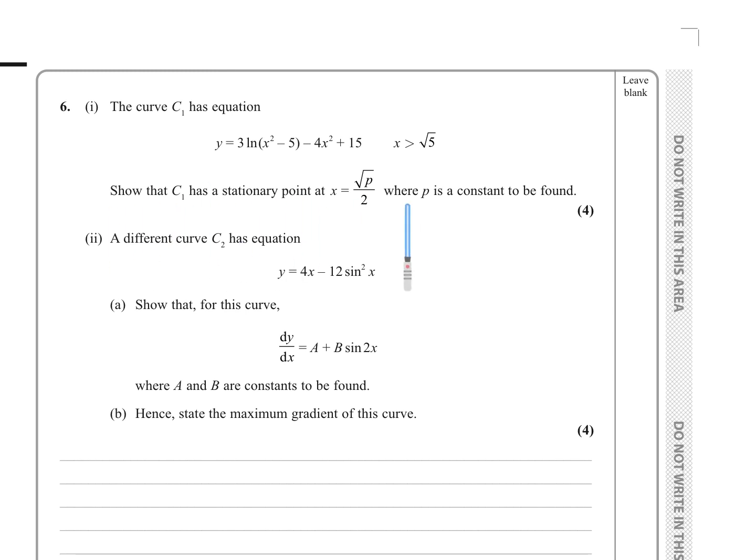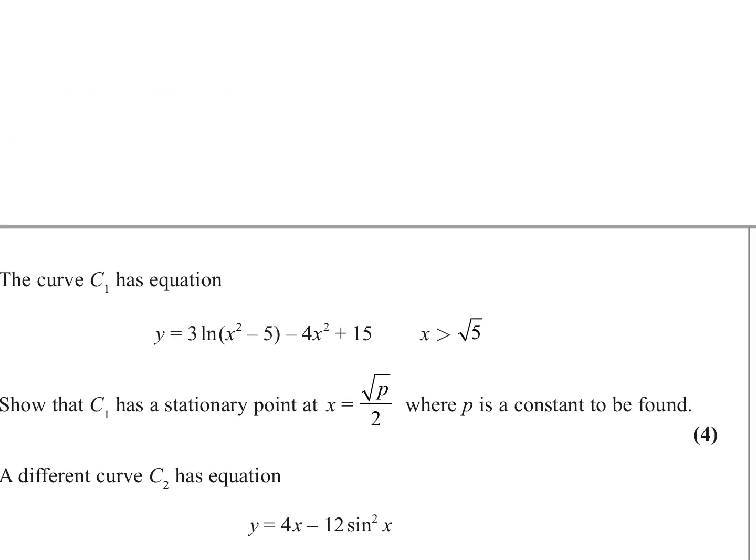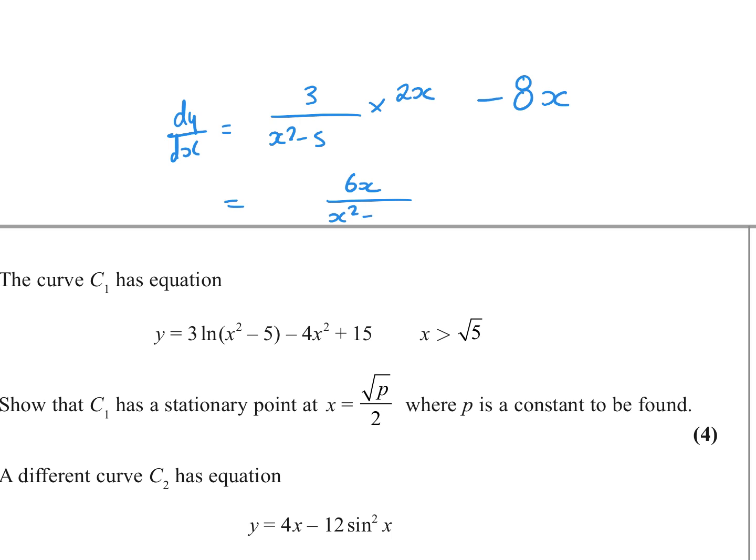Okay, question 6i. Here we have an equation. It says show that C1 has a stationary point at x equals this. So we need to differentiate, put it equal to 0 and find x, because we know that's how we're going to get a stationary point. Now, when I differentiate 3 ln x squared minus 5, I get 3 over x squared minus 5, and then I need to multiply it by the differential of the bracket. Minus 4x squared differentiated, bring the power down, decrease 1 from the power. So my differential becomes 6x over x squared minus 5 minus 8x.